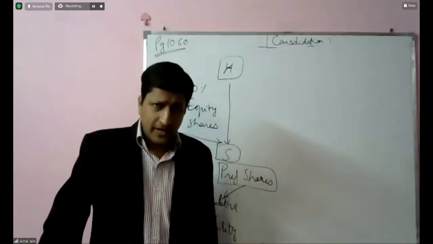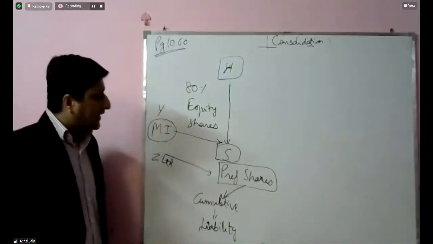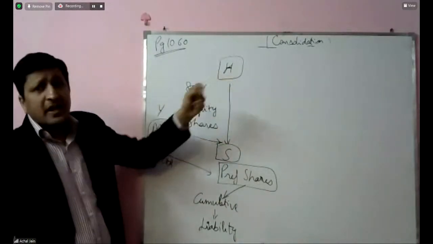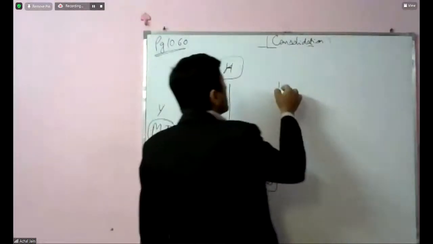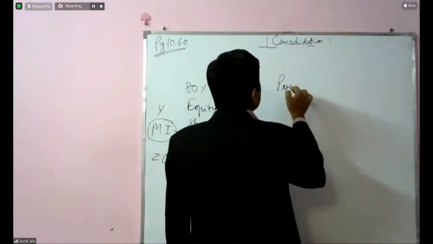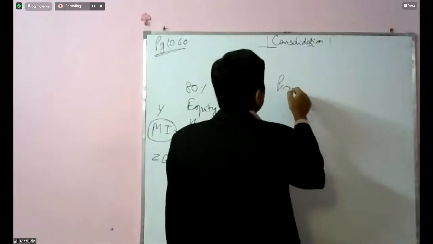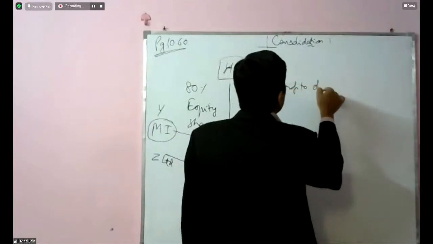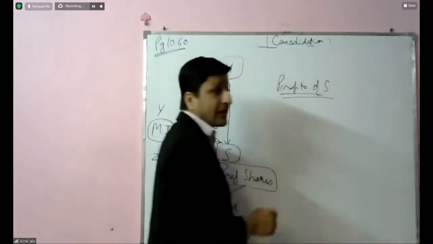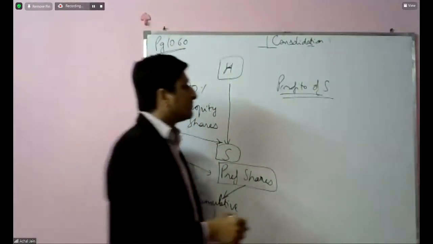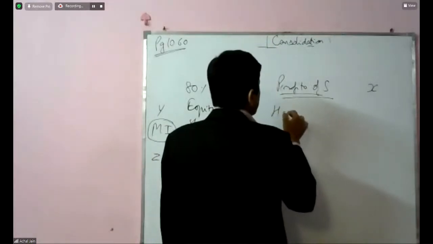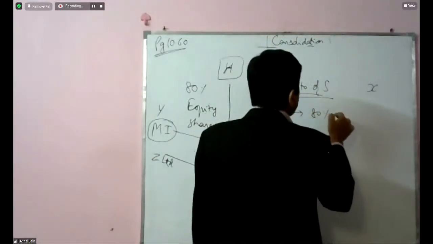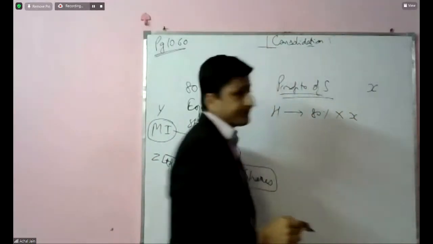Even if preference dividends are not declared, it's a charge for the subsidiary, which the subsidiary cannot ignore. So now at the year end, when H will pick up its profits, what will happen? Let's suppose profits of S will be picked up. So what will H do? Let's suppose this is X. So H will pick up 80% of X.